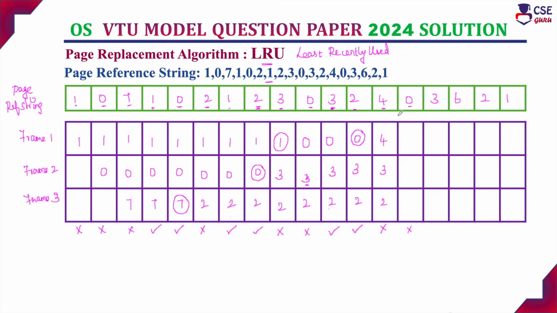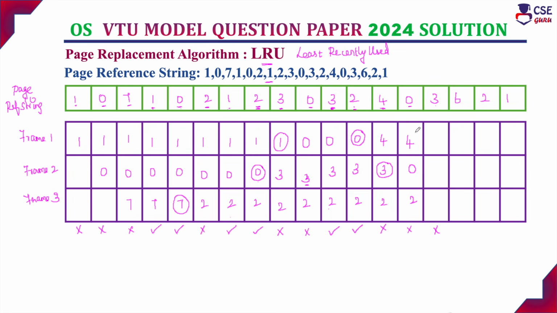So least recently used in the sense, 4 is recently used, the next recently used is 2, and the least recently used is 3. So the victim page is 3, replace with 0. So 4, 0, 2 you will get. The next page reference string is 3. It is not available among these 3 frames. So this will be considered a page fault.